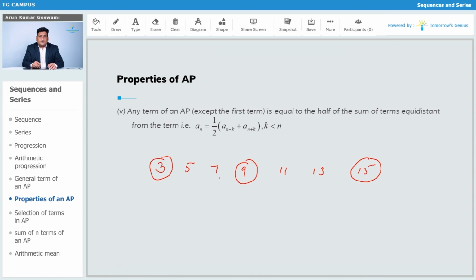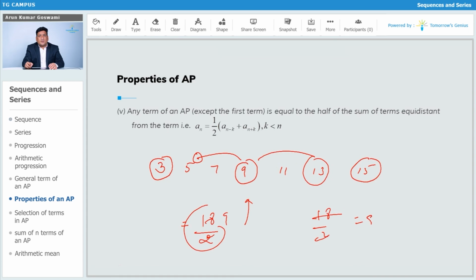So the sum of these terms is 15 plus 3, which is 18. They said any term of an AP is equal to half of the sum of the terms equidistant from that term. The equidistant terms are 3 and 15, so half of this is 9, which is nothing but my 9. Hope this is clear. Anytime you can choose equidistant terms. If I choose 13 and 5, that also gives 18, and dividing by 2, half of that will be 9. So you can choose any term, even if 100 terms are there, and it will always be the same.